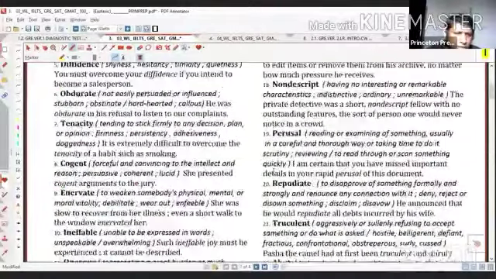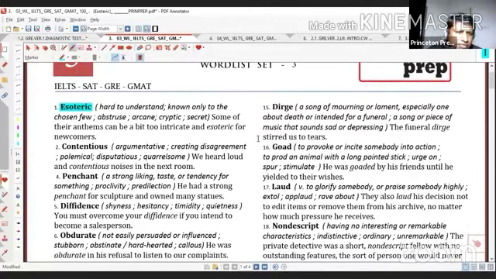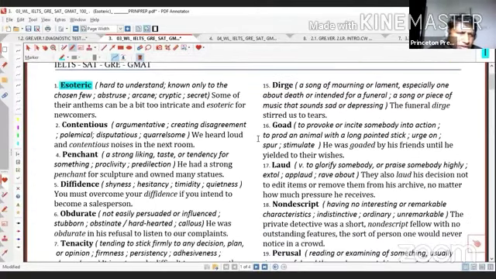আচ্ছা আমরা এই ওয়ার্ডগুলো আরেকবার একটু দেখি, আজকে যে কয়েকটা ওয়ার্ড দেখলাম। Esoteric মানে difficult to understand, hard to understand, known only to the chosen few, abstruse, arcane, cryptic. Some of their anthems can be a bit too intricate and esoteric for the newcomer. Contentious মানে argumentative, অনেক ঝগড়া করে অথবা বিতর্ক করতে পছন্দ করে, creating disagreement. Polemic থেকে এসেছে, polemical হলো argumentative.